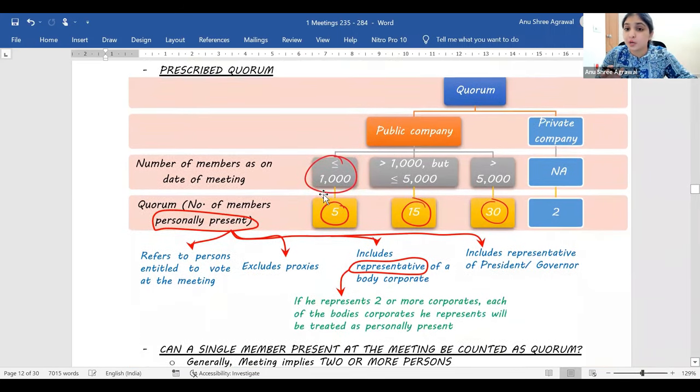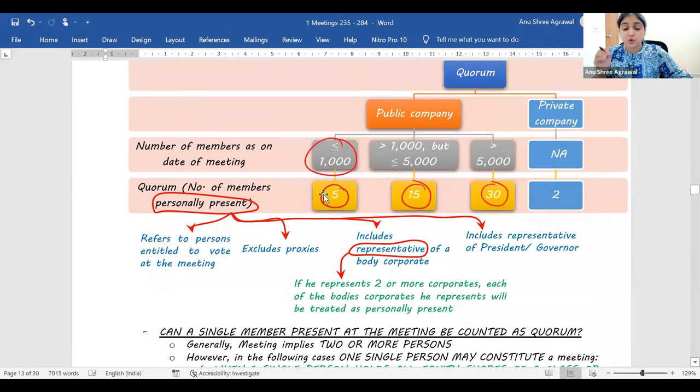Then what is a quorum? What is a quorum depends upon what kind of a company, private company, public company. If it is a private company, 2. If it is a public company, then depends upon the number of members. Up to 1,000 members, 5 is a quorum. More than 1,000, but up to 5,000, 15 is a quorum. More than 5,000, 30 is a quorum. 5, 15, 30.